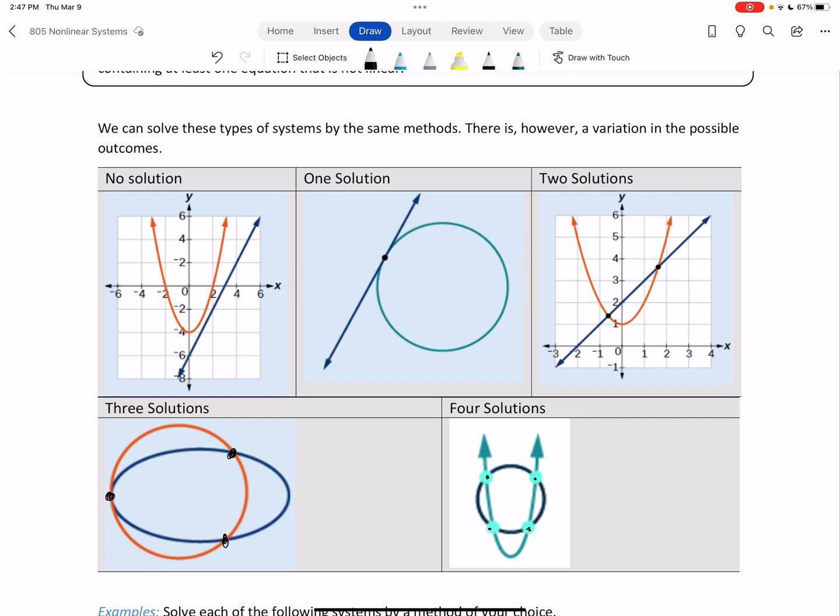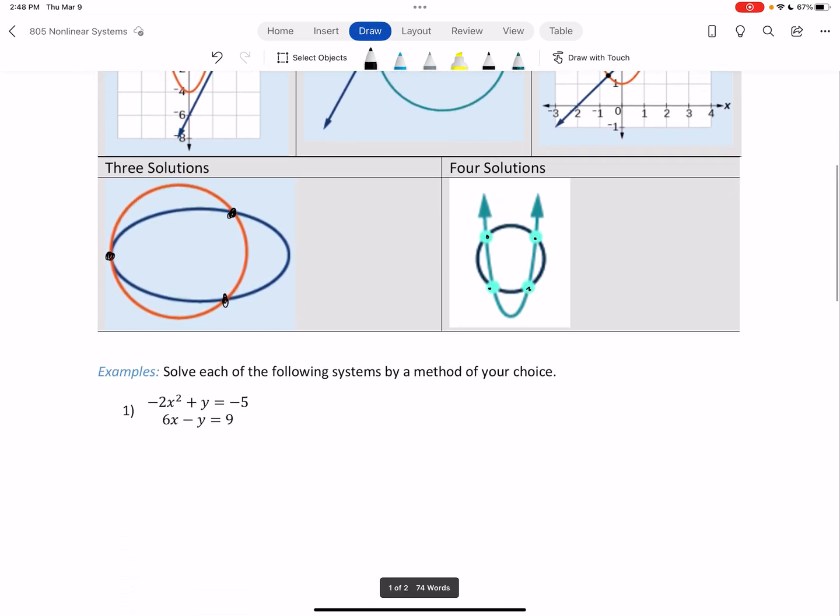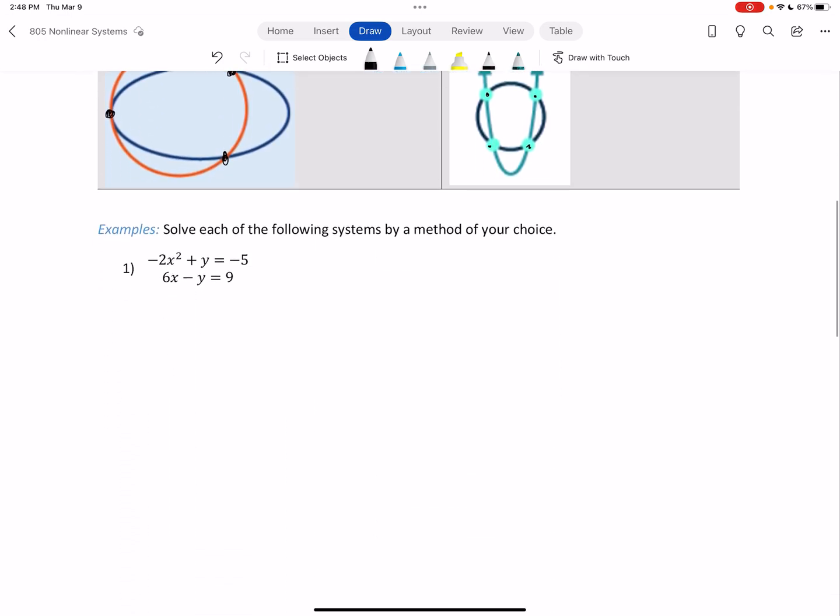We can use the same methods we used for systems of linear equations to solve nonlinear ones. So graphing or elimination. Again, I'm always going to choose graphing. So solve each of these systems by the method of your choice. My method is going to be graphing. I'm going to start by graphing these two equations: negative 2x squared plus y is negative 5, and 6x minus y is 9. And I'm going to see how many times and where they cross. Remember, a solution is an ordered pair. So if you have more than one solution, then you're going to have two different ordered pairs.